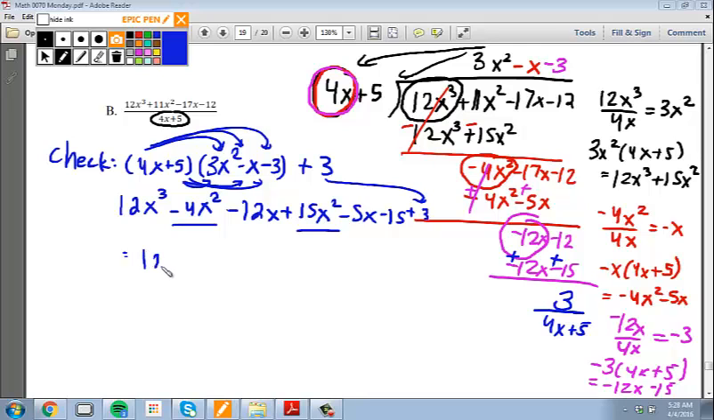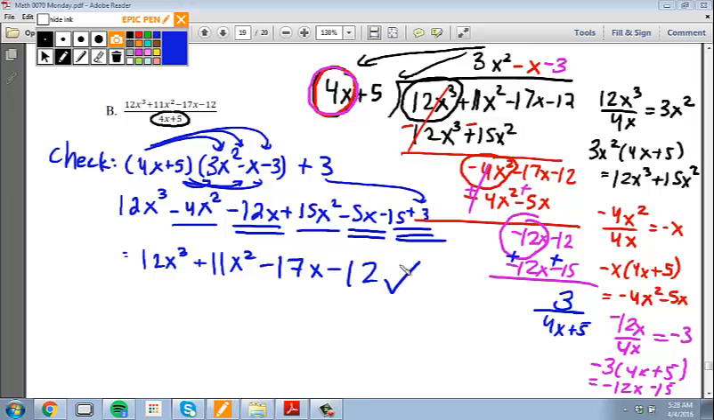12x to the third minus 4x squared minus 12x. Then distribute the 5: plus 15x squared minus 5x minus 15, and then we still have the plus 3 at the end. And then there's just a lot of combining of the like terms. So what do we have? 12x to the third, minus 4 plus 15 is 11, so plus 11x squared, minus 12 minus 5 is minus 17, so minus 17x, and then minus 15 plus 3 is minus 12. And cha-ching, you do have the same thing as you started with in the numerator.